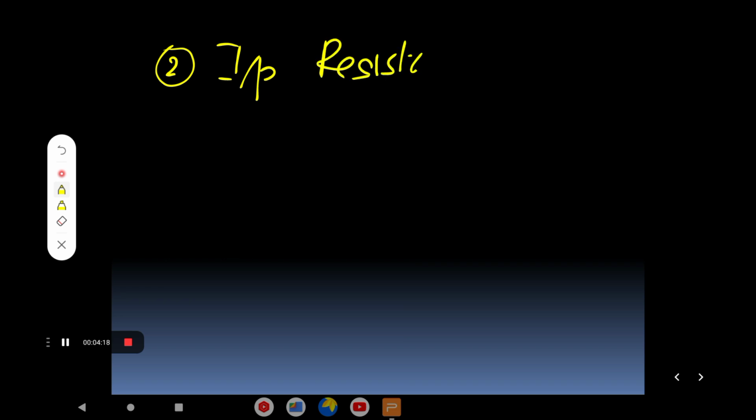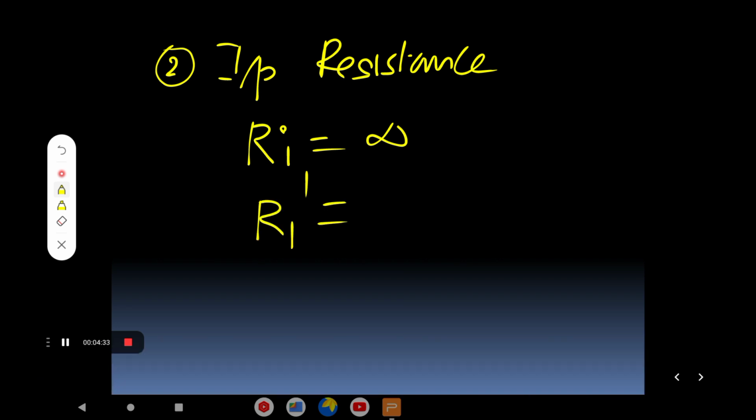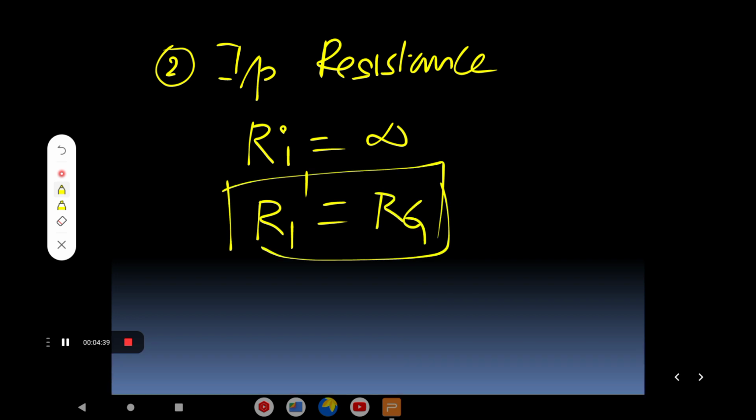Second one is input resistance. How is the input resistance going to change? Input resistance is also equal to RG. Input resistance RE is equal to infinity. Therefore, Ri dash is equal to RG. Why? Because it is infinity, the input resistance is nothing but the input side.